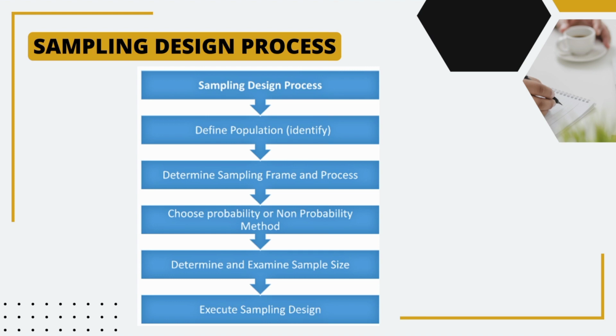Determine and examine sample size. Determining the sample size is a crucial step. It involves selecting an appropriate number of observations to ensure the sample represents the population accurately. Examining the sample size helps in assessing the reliability of the results. Execute sampling design. Once you've established the design and sample size, it's time to execute the sampling process. This involves selecting the actual sample using the chosen method. There are various types of sampling methods, and we'll explore some of them.